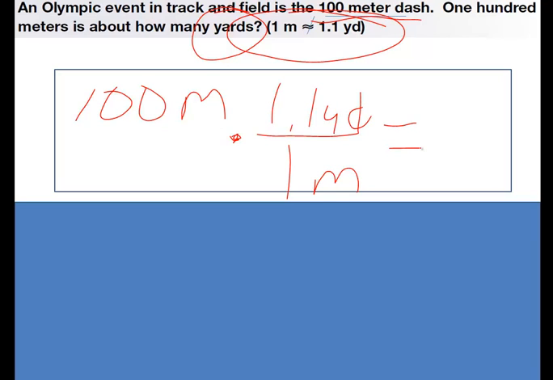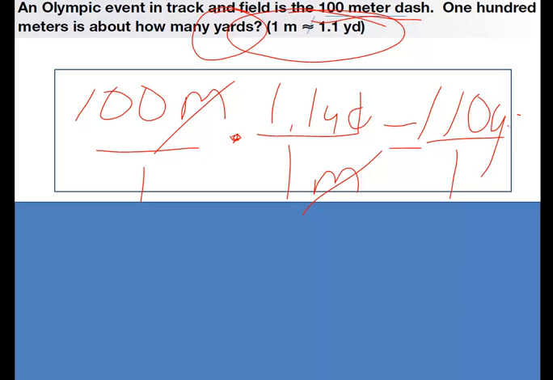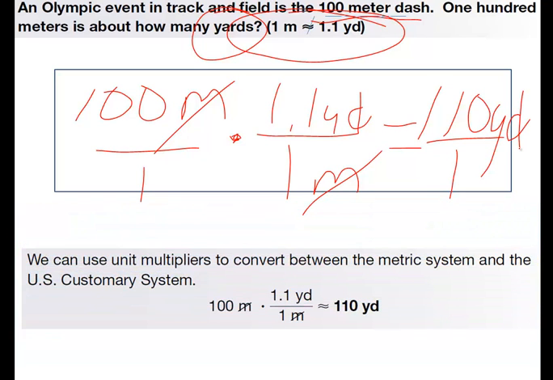So now we do it. We cancel out our meters, and 1 times 1 is 1, and 100 times 1.1 is 110. So 110 yards is equal to 100 meters. Makes sense? I hope so. It's really not too difficult once you get the idea. It's important that you get the meters on the bottom here because we got to get our answer in yards. If we flip that around, we'll never end up with just one measure in our answer.